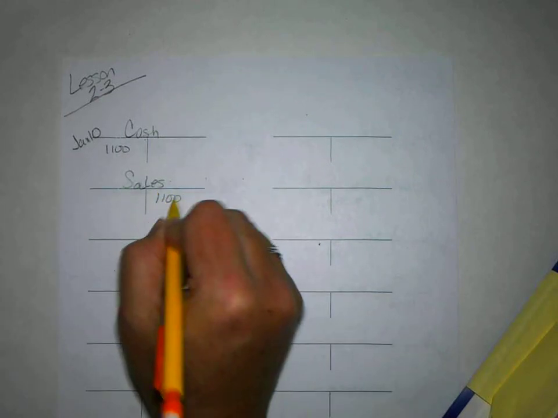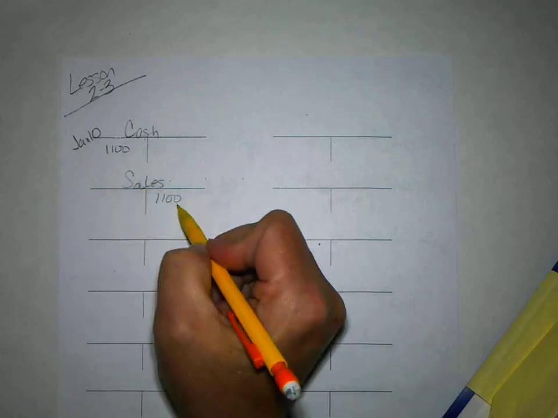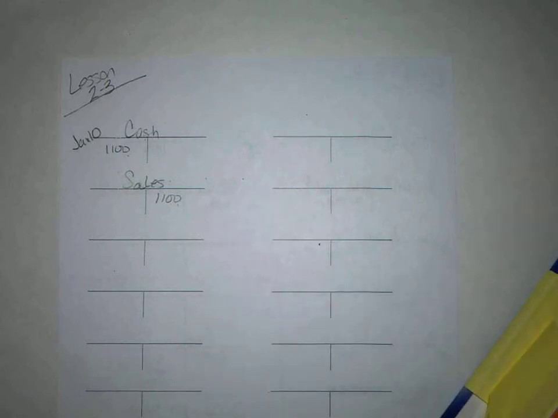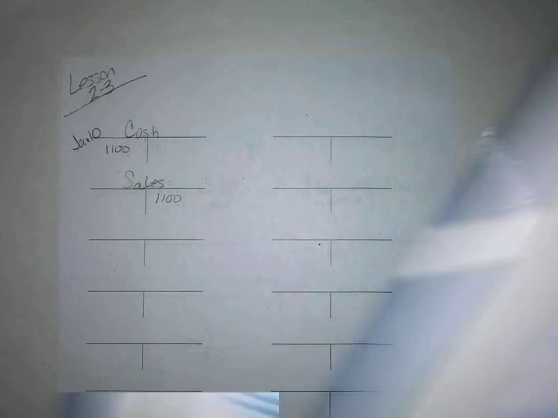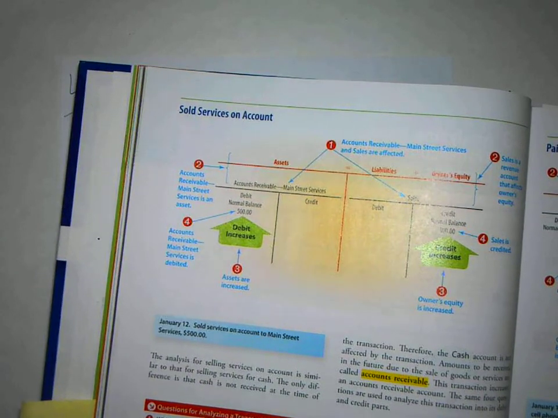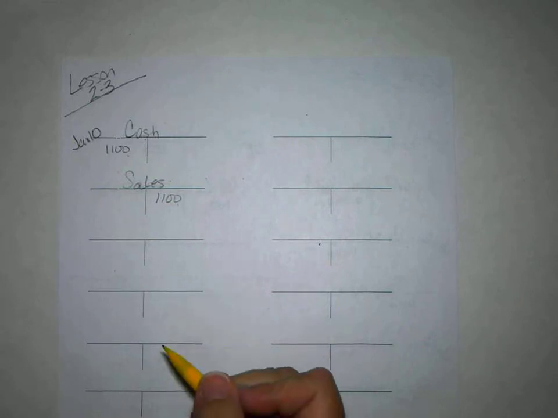Sales is revenue, increases owner's equity. Okay? That increases debit side, credit side. Debit side, credit side. One debit, one credit. All right, January 12th. Sold services on account to Main Street Services. So Main Street Services is going to owe us money.